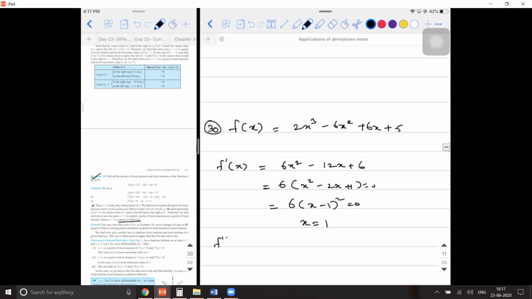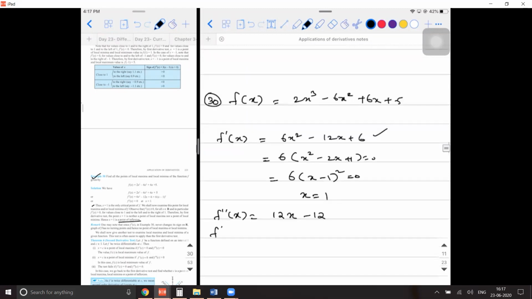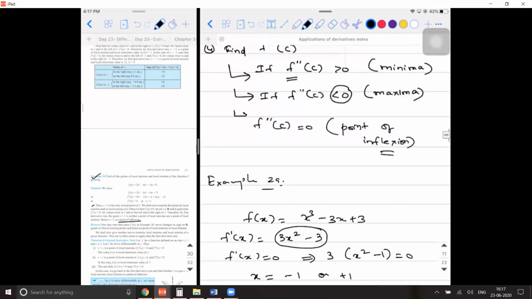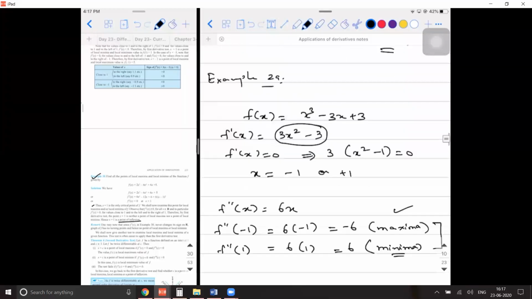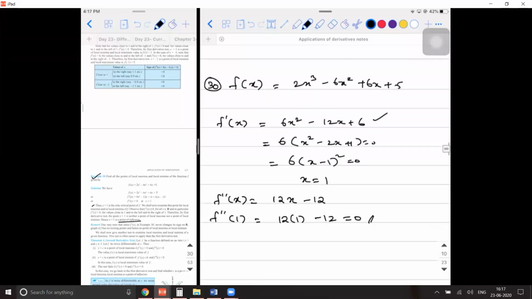What is f double dash of x? That is 12x minus 12. Now what is f double dash of 1? 12 into 1 minus 12 is 0. What did I say? If f double dash of x is also equal to 0, then that point is a point of inflection. I hope things are clear. Right? Are you able to get some clarity towards what you're supposed to do? See, as you keep applying, you will get it.